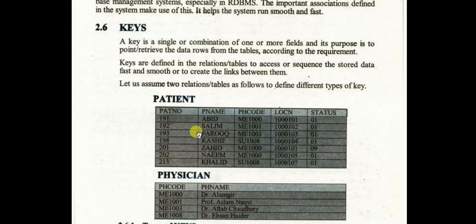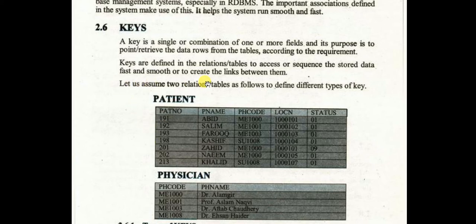For example, if I want to retrieve the data of any patient, I can retrieve the data by its patient number. If I say patient number 193, then 193 is uniquely identifying the patient Farooq, who has this phone number and this location and this status. So it is used to uniquely identify the whole tuple, the whole row in a relationship.